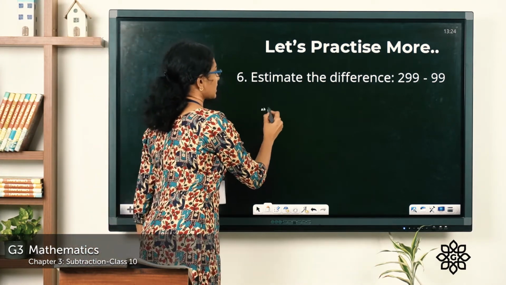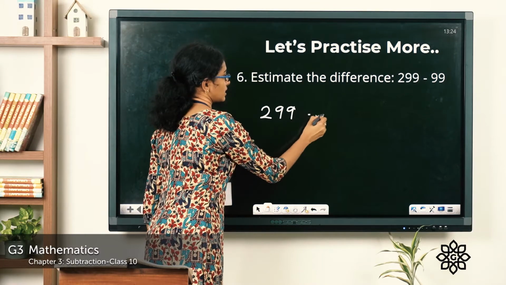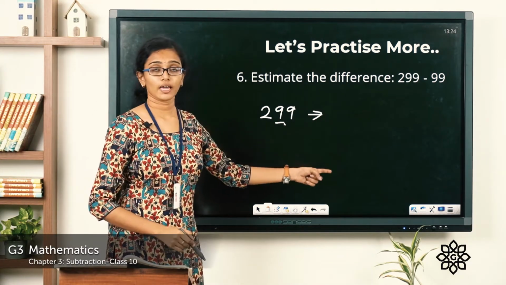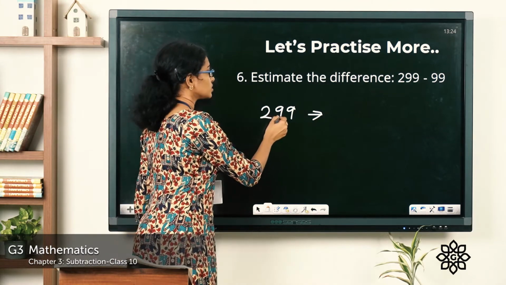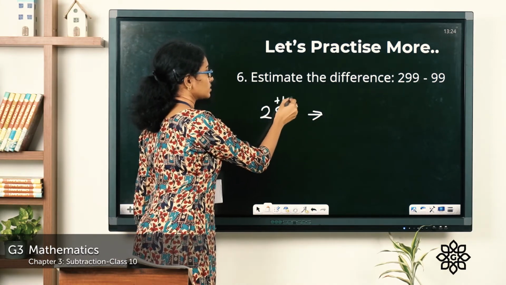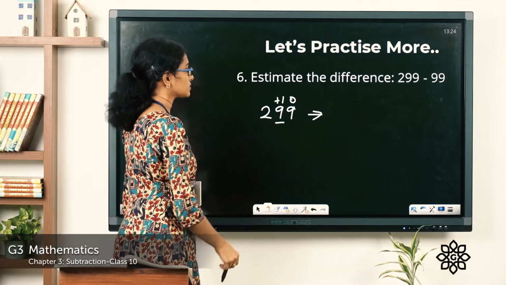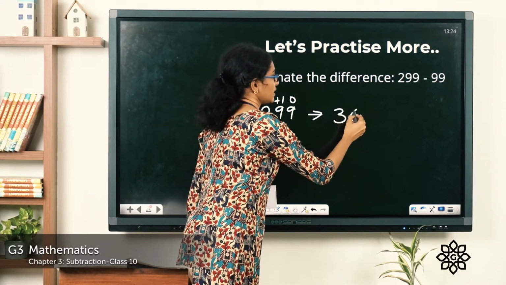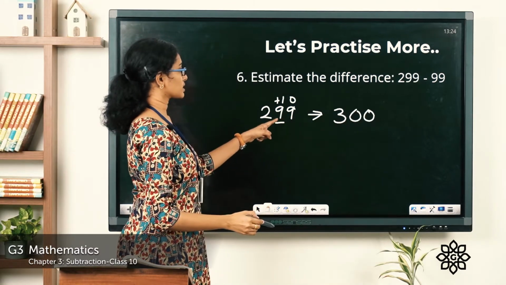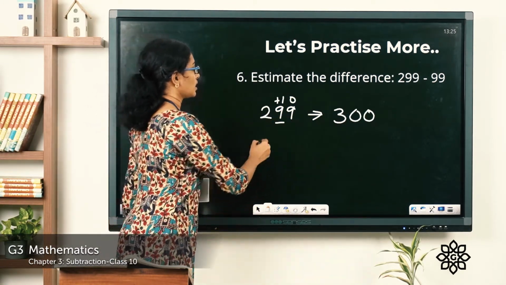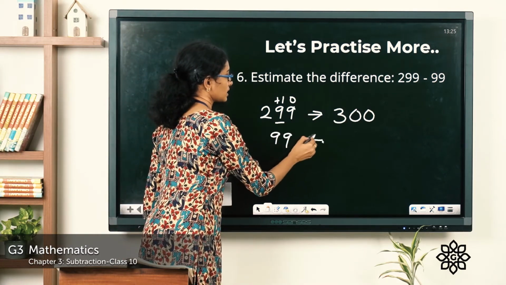So what is 299 rounded off to the nearest 10? Here the rounding digit is 9, and to the right of it you have 9. So let's add 1 to this 9 and change the digit to its right to 0. What will it become? Here it becomes 300, right? 9 plus 1 is 10, and that carry over goes here. So it becomes 300.